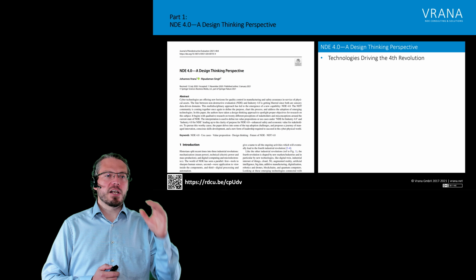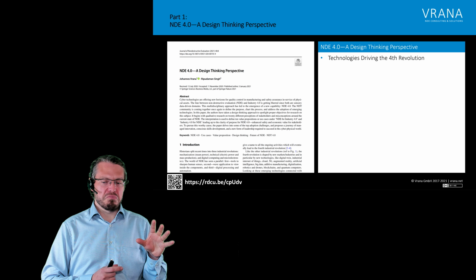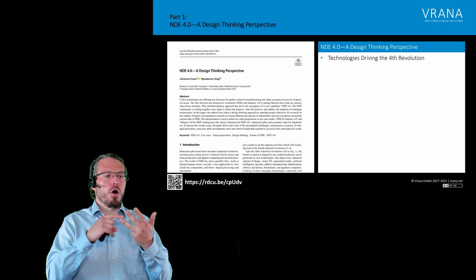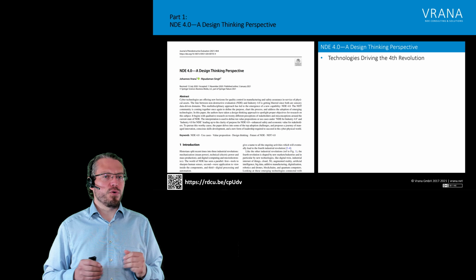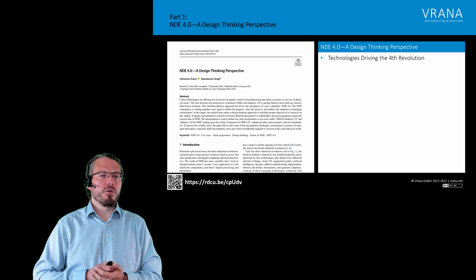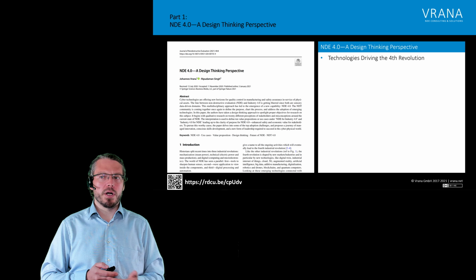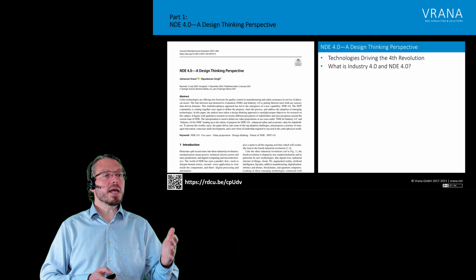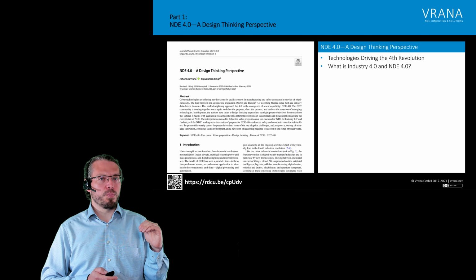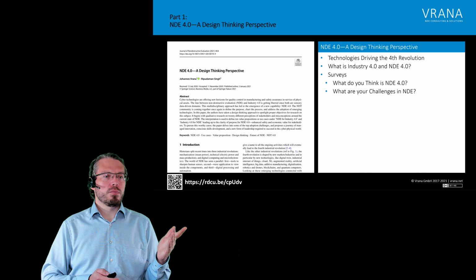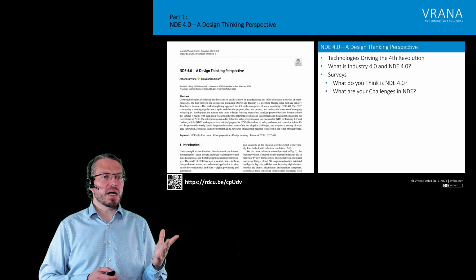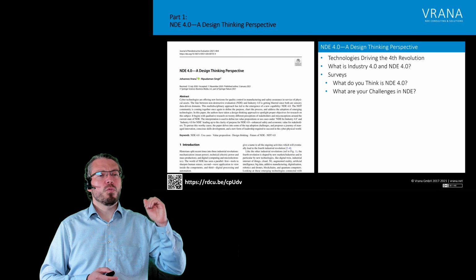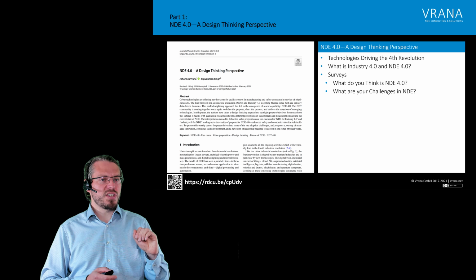We're starting with technologies driving the fourth revolution, meaning discussing IoT, digital twin, AI, augmented reality, and so on and so forth. I think it's more than 15 of those technologies we identified, and we are giving you an idea what they are about. Then we get into, okay, what is Industry 4.0 and what is NDE 4.0? We're getting into some surveys we conducted. What do you think is NDE 4.0? And what are the challenges you currently see in NDT?